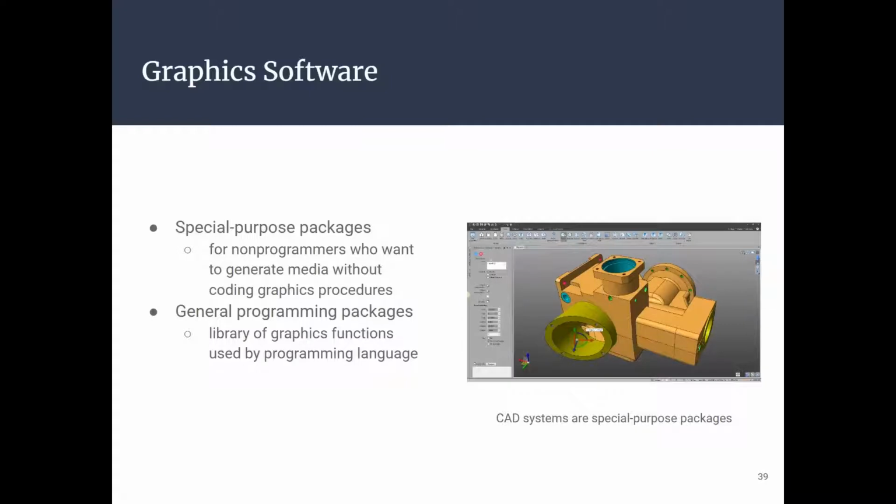Next, we'll move to graphics software. There are 2 main types. Special purpose packages are for non-programmers who want to generate media without coding graphics procedures. To the right, we can see an example of such a package. The CAD system is a special purpose package. The second are general programming packages. This is a library of graphics functions that are used by a programming language like C++, Java, or Fortran.